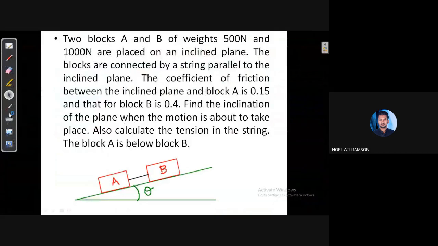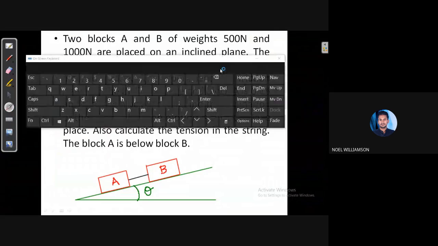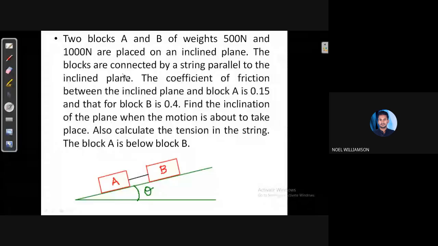So here it is given. Okay, listen. In the question, it is given that there are two blocks, block A and block B, each of weights 500 Newton and 1000 Newton. That is, weight of A is 500 Newton and weight of B is 1000 Newton. Okay, these are the two blocks. They are placed on an inclined plane, inclined at an angle theta.